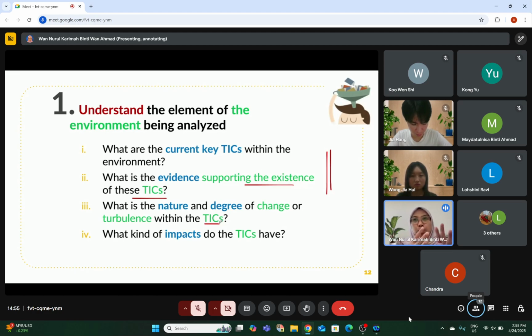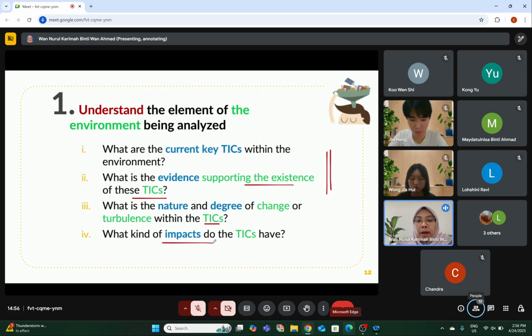Because once you have done that STEEPV analysis, you yourself will be able to see why this is important. You will get maybe 50, 60 or more statements, which is a lot, but we need to make sure that we choose only the most important or relevant statements, based on the nature and degree of change or turbulence that they will cause in the future adoptions or application developments of a certain technology, and what kinds of impacts the trends, issues, and challenges have on the future developments or the future use of that technology.